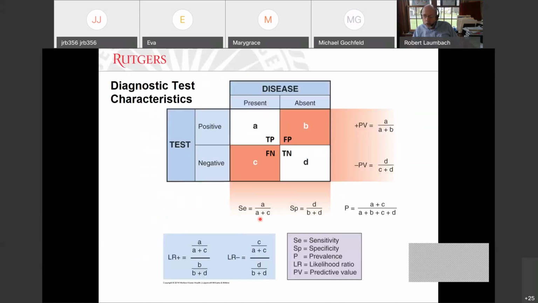So, I think I'll leave this to the residents. Maybe we'll go over some other time some of the ways that we assess false positives, false negatives, and assess sensitivity and specificity and positive and negative predictive value and likelihood ratios, because I think we're running out of time.